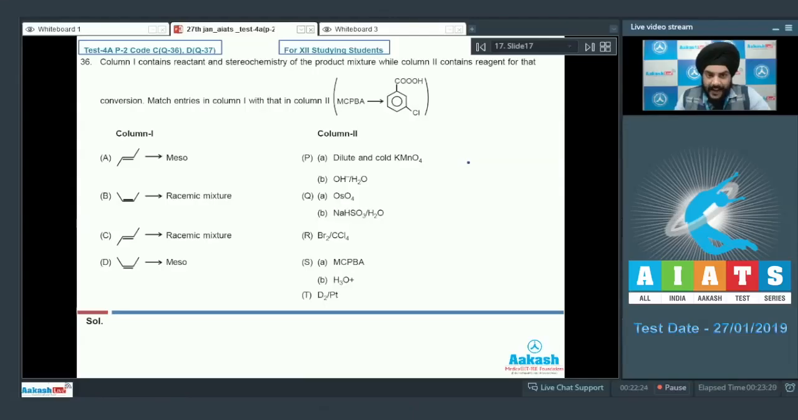This section contains two matrix match the column types questions. Entries given in column 1 have to be matched with entries given in column 2. And for entries in column 1, there may be one or more than one entries in column 2. So let's start with question number 36.